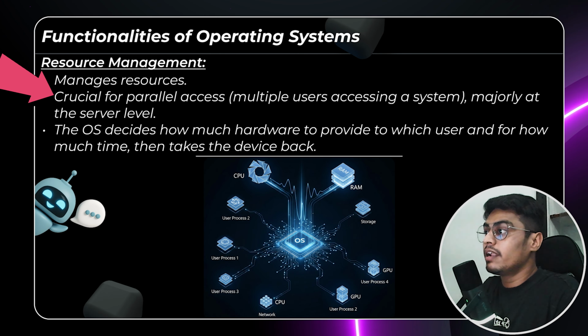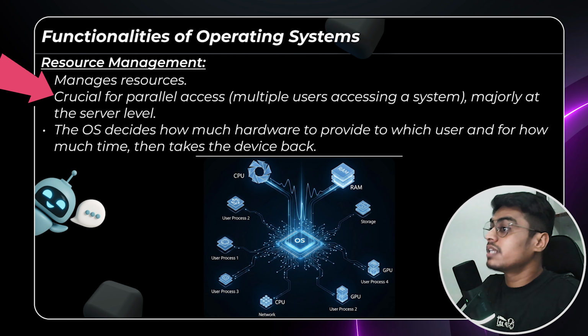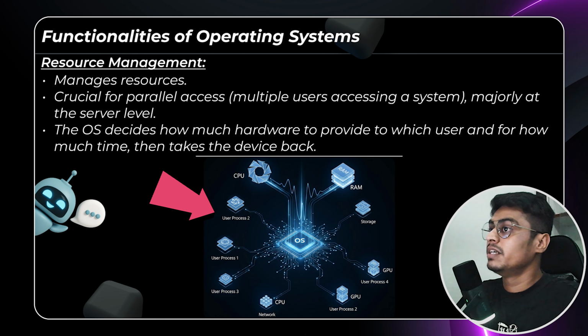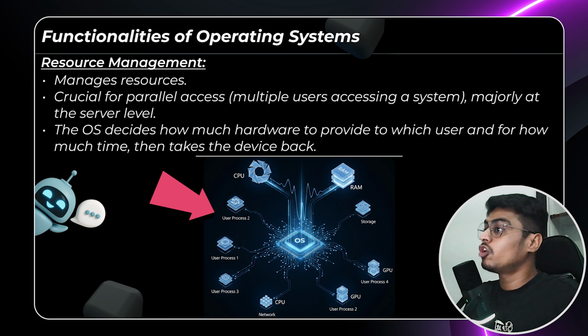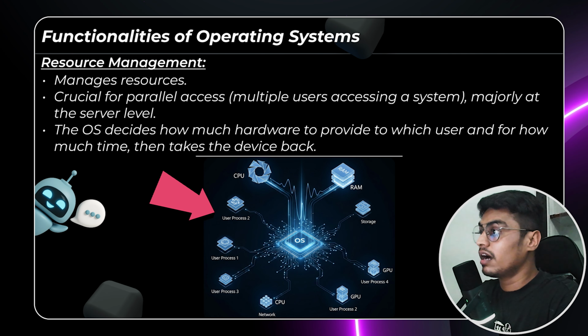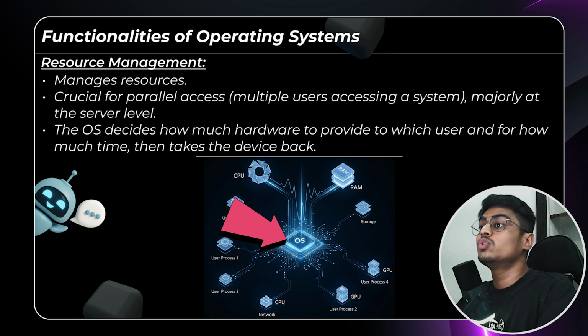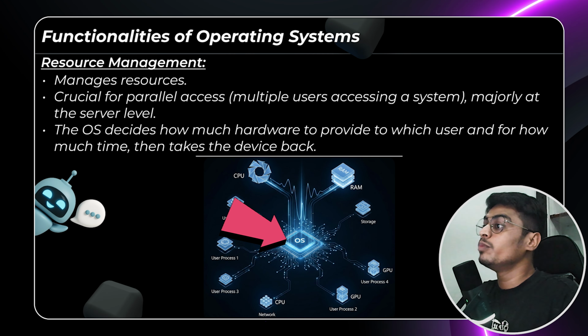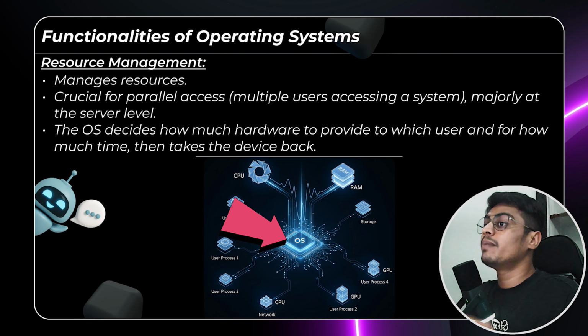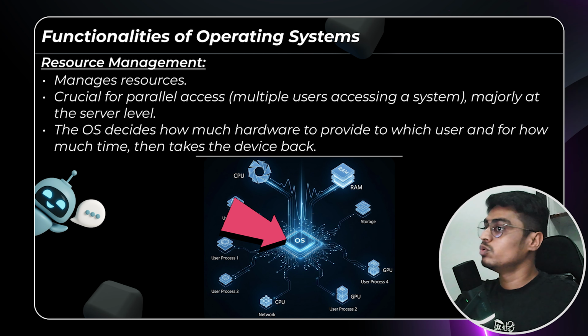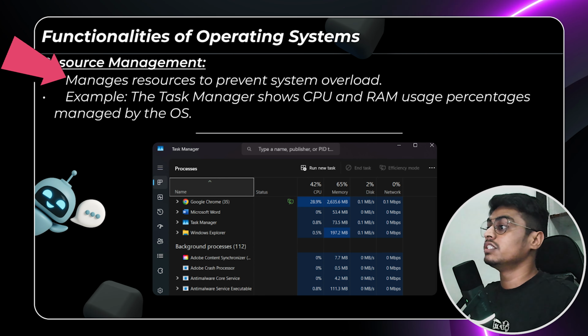Okay, but where there is a parallel access. When multiple users are accessing a system, this happens majorly at the server level. If we talk about a server where many users are sending requests to access some data, at that point the operating system is useful and works as a resource manager. How much hardware to be provided to which user and for how much time, that is decided by the operating system. After that time, it will take back the device from the user. This is how we manage resources, so that there's no overload on the system.